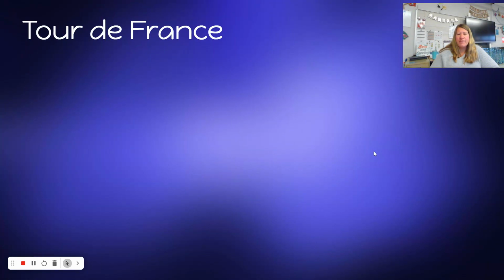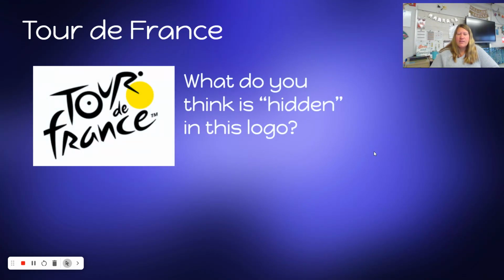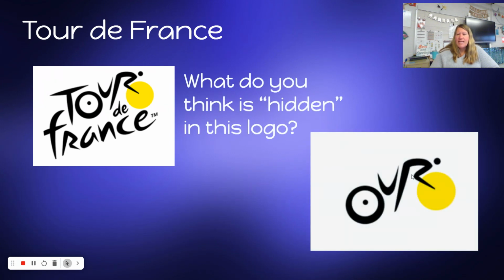Okay, this is the Tour de France. And what do you see hidden in this logo? It is a person. It is a person riding a bike. So this O and this yellow thing is the wheels. You've got the person and their head is up here, the little dot. I'm not sure, the seat, whatever. There you go.